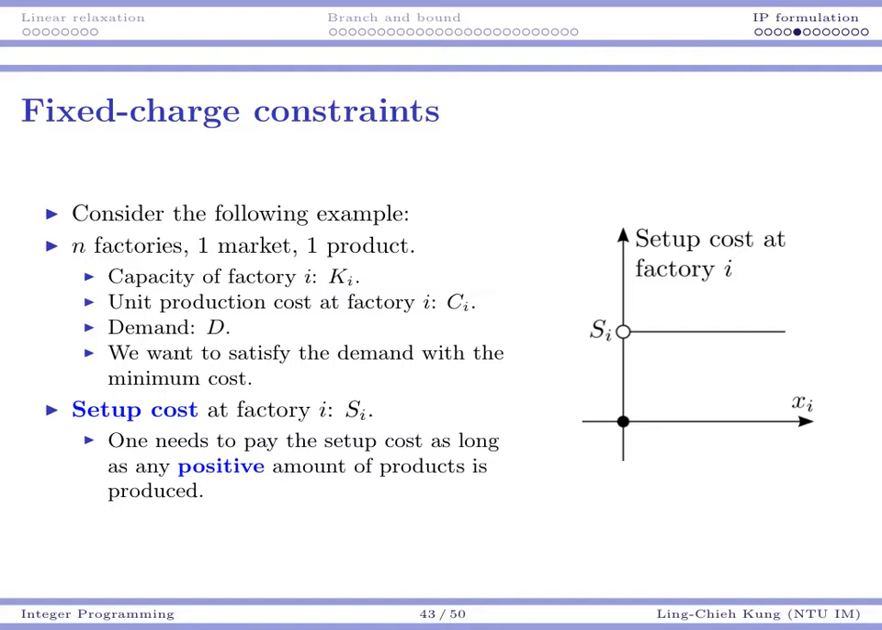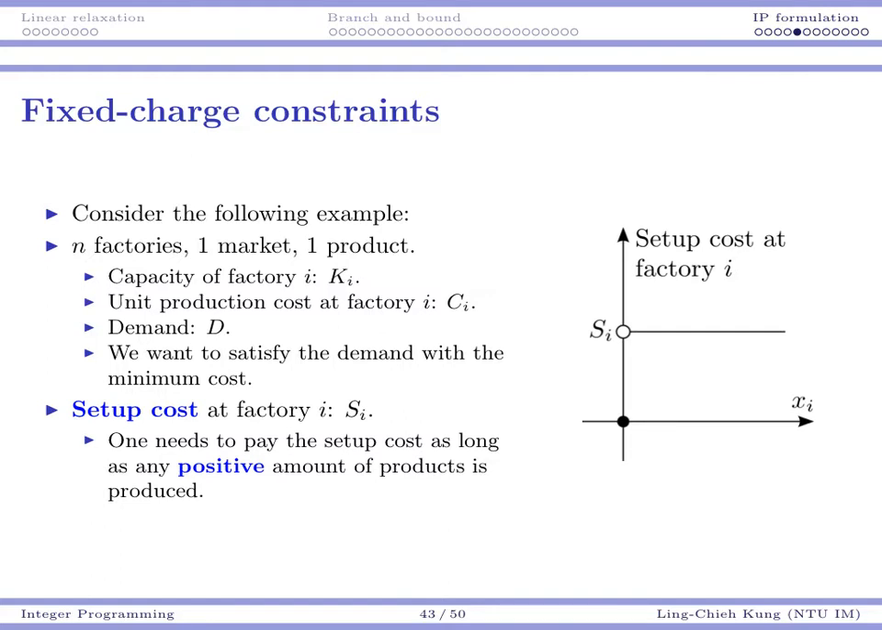Let's consider the following application: fixed charge constraints. Fixed charge means some fixed payments, fixed costs. For example, suppose you have n factories, one market, and one product. The capacity of factory i is Ki, and you have unit production cost at factory i, which is Ci. Producing one unit requires you to pay Ci. You have demand D. You want to satisfy all the demands by selecting some factories to do the production with the minimum cost.